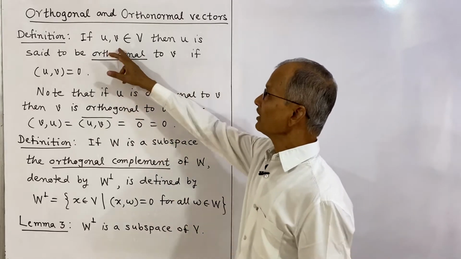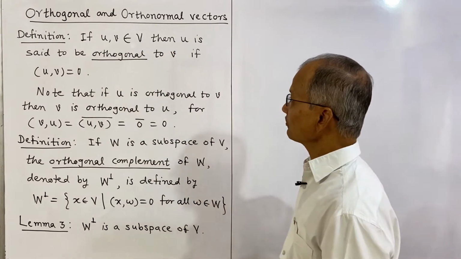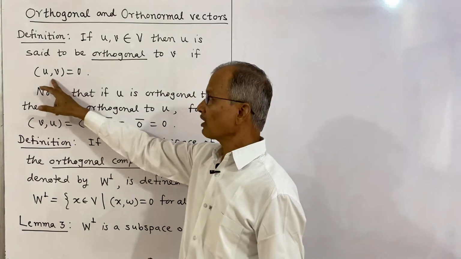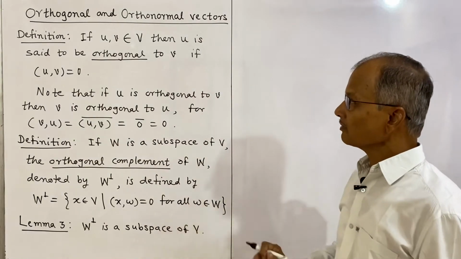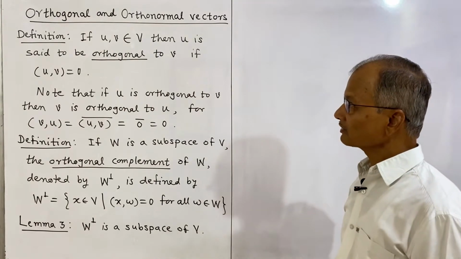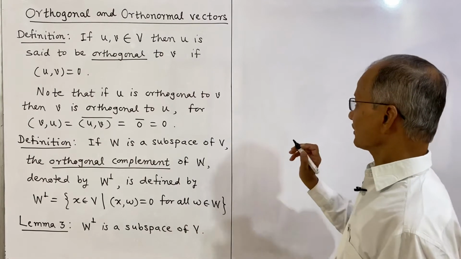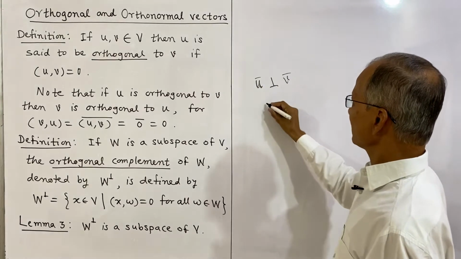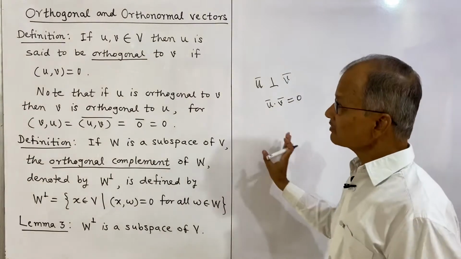If u and v are vectors in vector space V, then u is said to be orthogonal to v if the inner product of u and v is equal to 0. If the product is 0, then the two vectors are said to be orthogonal. This concept comes from the dot product. We know orthogonal means similar to perpendicular: if vectors u and v are perpendicular, then their dot product is 0. So it is similar to that.